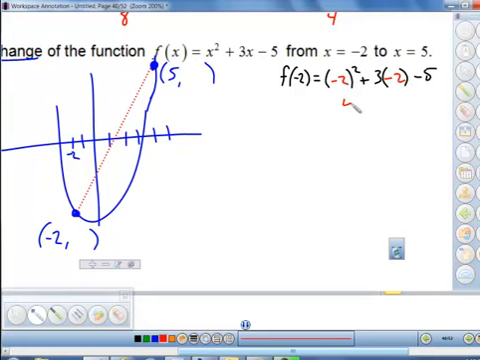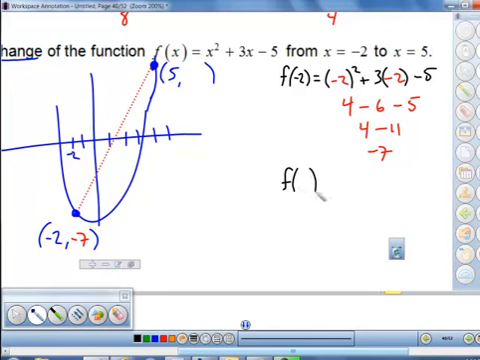So -2 squared is 4. This will be -6. This will be -5. It's -11. 4 minus 11 will be -7. So that means that this is -7. Now in the same sense, to figure out what this value is, I'm going to evaluate the function at 5.